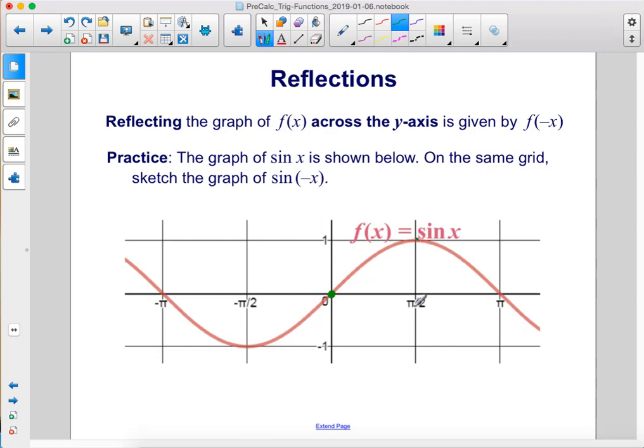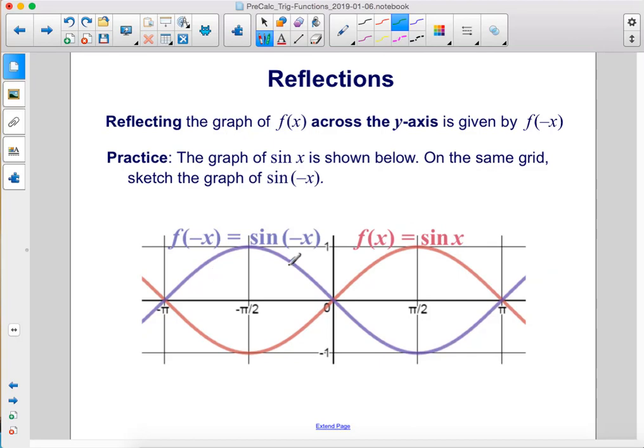This point is pi over 2 away from the y-axis, so we're going to reflect it to negative pi over 2, right over there. And this point is negative pi over 2, so we're going to reflect it over here. This point at pi is going to reflect right there, and this point is also going to reflect back that way. So when you reflect it across the y-axis, it's going to look like this. Here is the graph of sine of negative x.